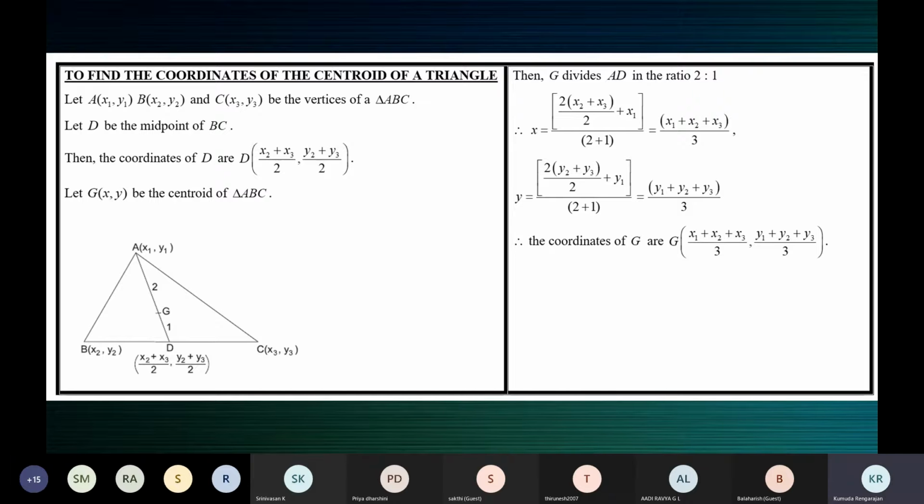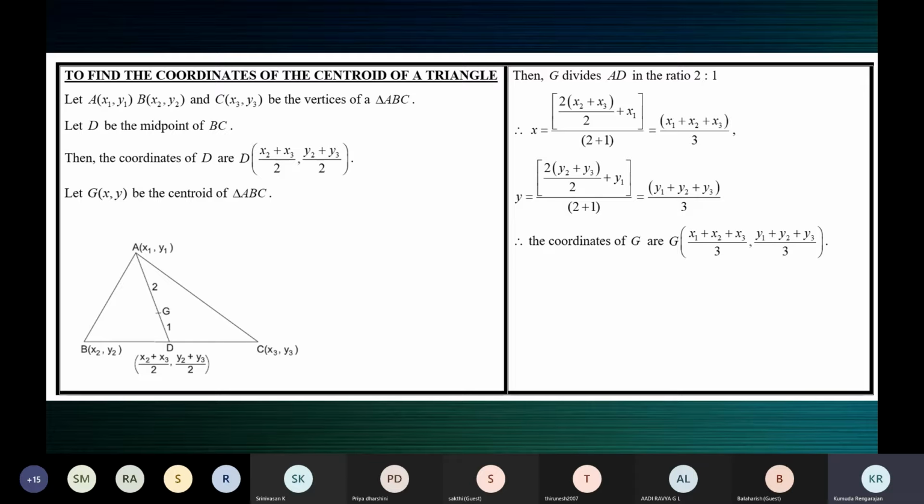Okay, so let me begin. So we have a triangle ABC. Coordinates of A, x1, y1. Coordinates of B, x2, y2. Coordinates of C, x3, y3. Now AD is given. D is the midpoint of BC, which means AD is the median.